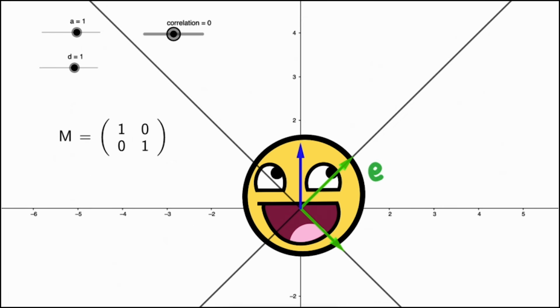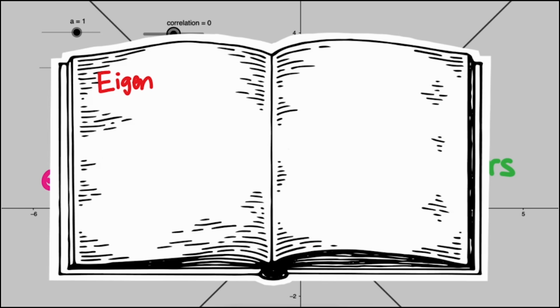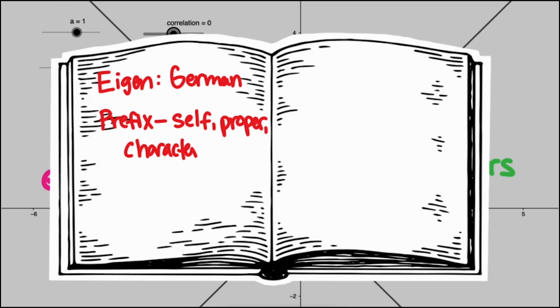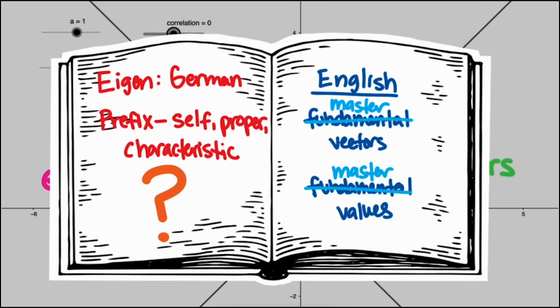The special vectors that are scaled by the matrix multiplication are called the eigenvectors, and the scale factors of that scaling are called the eigenvalues of the matrix. Eigen is a German prefix that means self or proper or characteristic, as in a fundamental characteristic of a matrix. So in English we might call them fundamental vectors and fundamental values, or master vectors and master values to a matrix. So how do we find the eigenvectors and eigenvalues of a matrix?